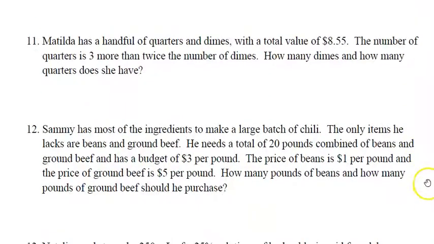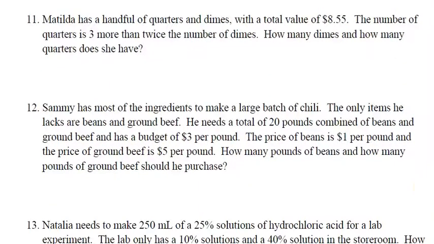All right, let's move on to number 12. Sammy has most of the ingredients to make a large batch of chili. The only items he lacks are beans and ground beef. He needs a total of 20 pounds combined of beans and ground beef and has a budget of $3 per pound. The price of beans is $1 per pound, and the price of ground beef is $5 per pound. How many pounds of beans and how many pounds of ground beef should he purchase?